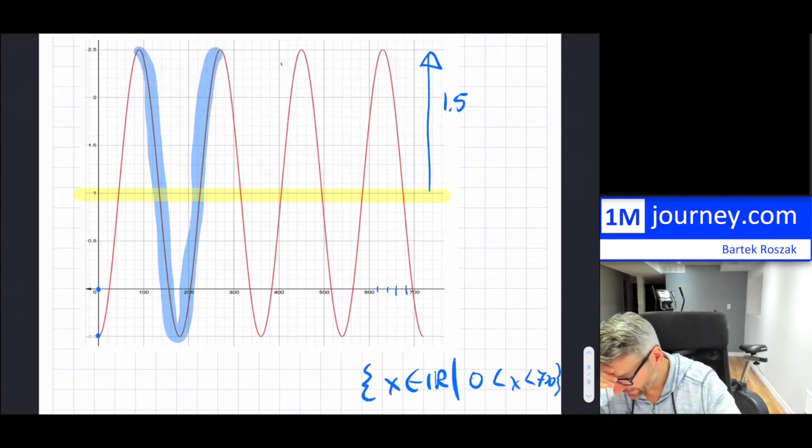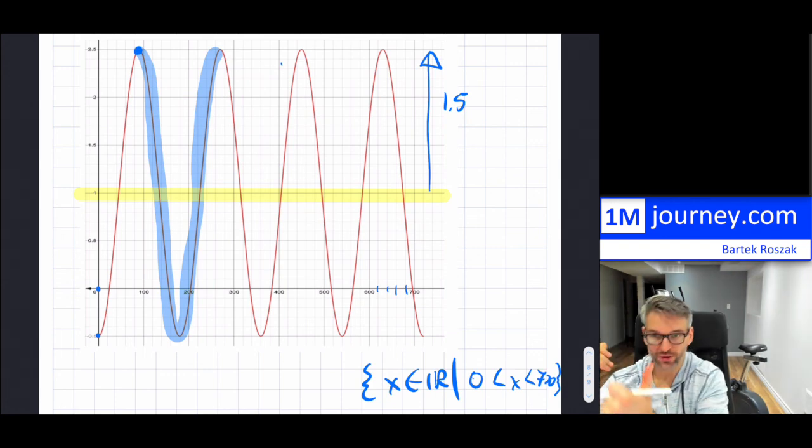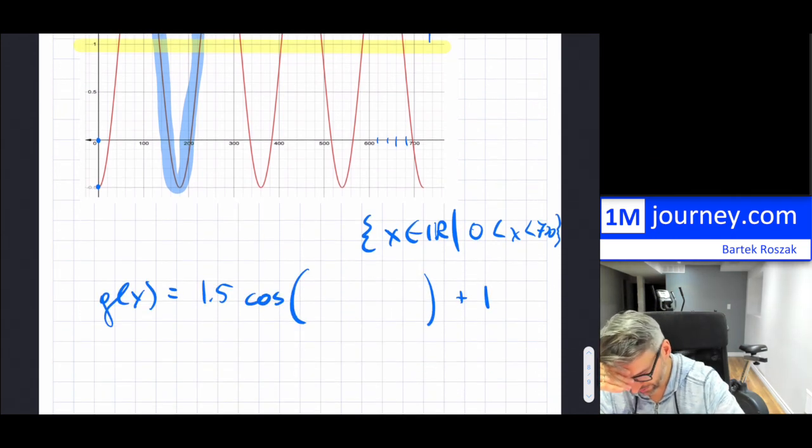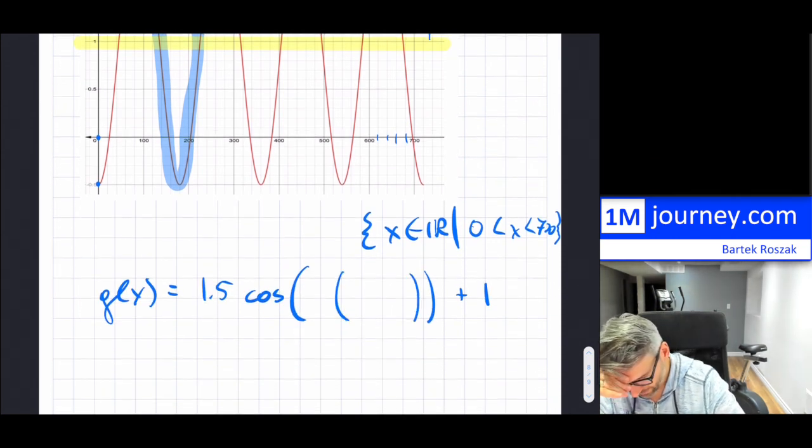And now we did shift it over as well. So notice it starts from there. So that's what, 90 degrees. So it's shifted over this way, 90. So this is going to be x minus 90. So we're just looking for this.